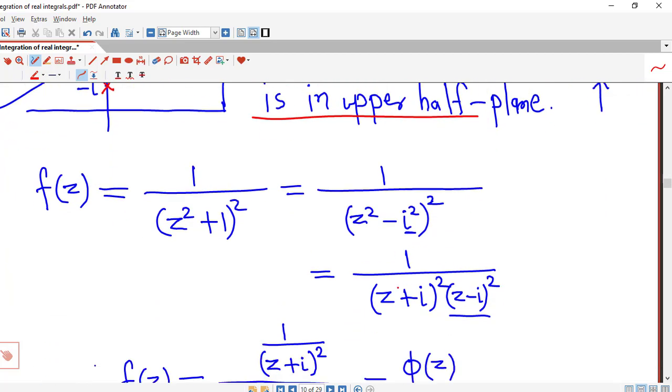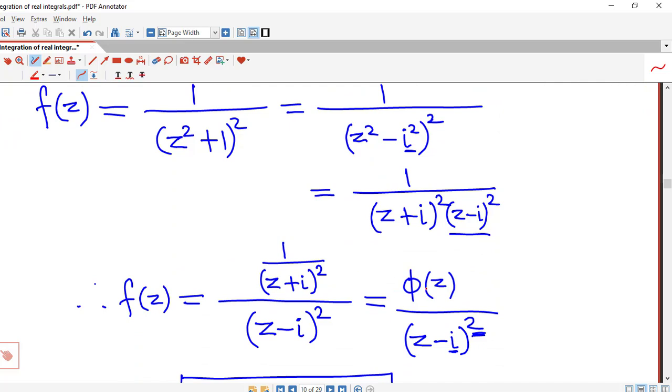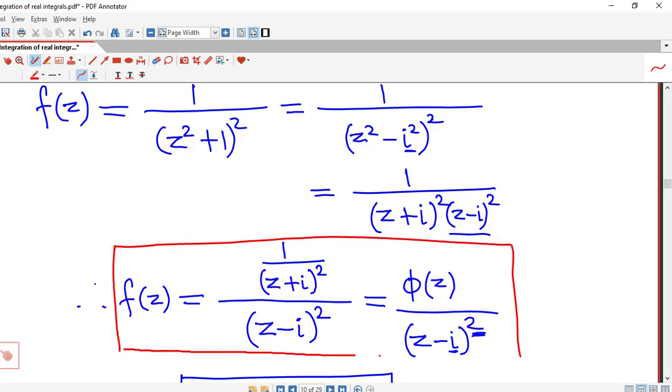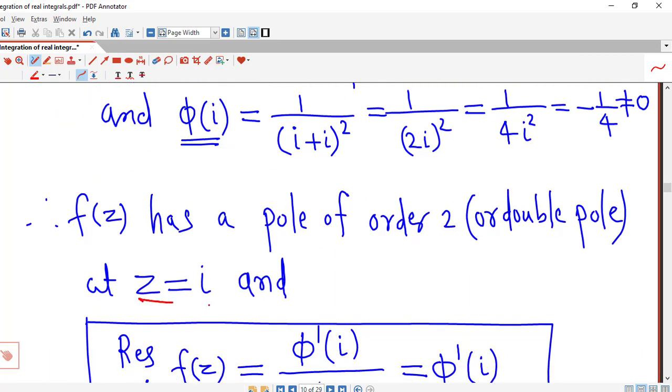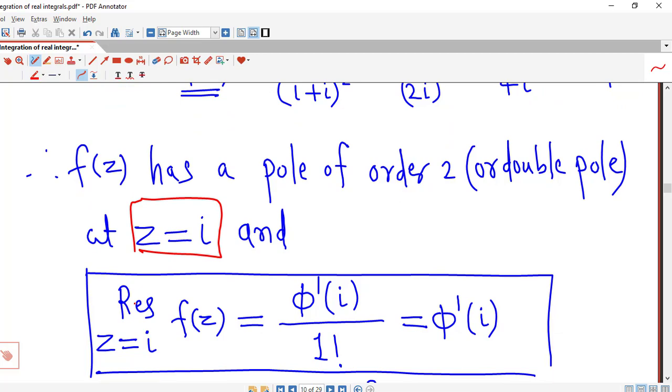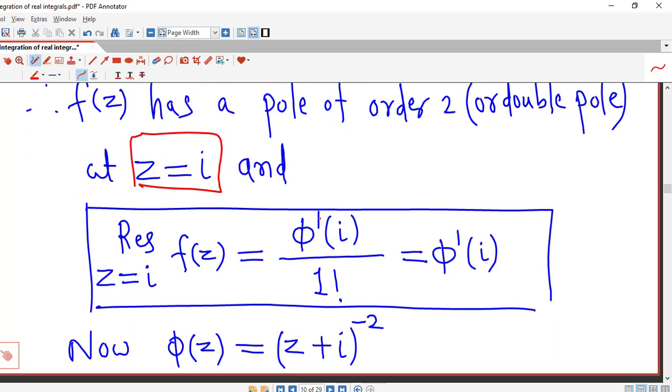Then we calculate the residue of f(z) at z equal to i. For that we express f(z) in this form, phi(z) over (z minus i) whole square, where phi(z) is analytic at z equal to i and the value of phi at z equal to i is non-zero. Because this power is 2, f(z) has a pole of order 2 at z equal to i, and the residue of f(z) at z equal to i is phi dash i over 1 factorial, that is phi dash i.